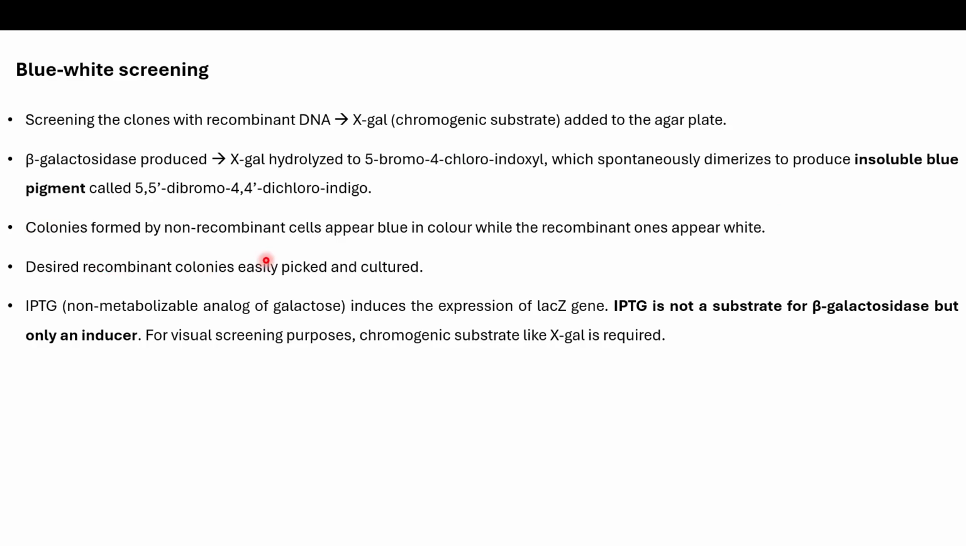Okay, now on the plate, there are white colonies and blue colonies. So white colonies, you know that these have the recombinant cells. And then there's IPTG, which is a non-metabolizable analog of galactose. It induces the expression of the LacZ gene. IPTG is not a substrate for beta galactosidase, it is only an inducer. So for visual screening purposes, a chromogenic substrate like X-gal is required.